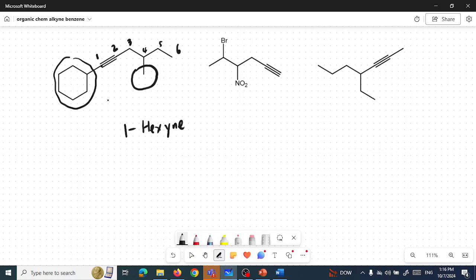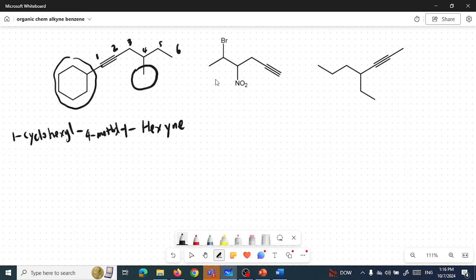The substituents are cyclohexyl and methyl. So the name will be, on number 1, there's a cyclohexyl. On number 4, there's a methyl. And then 1-hexyne.